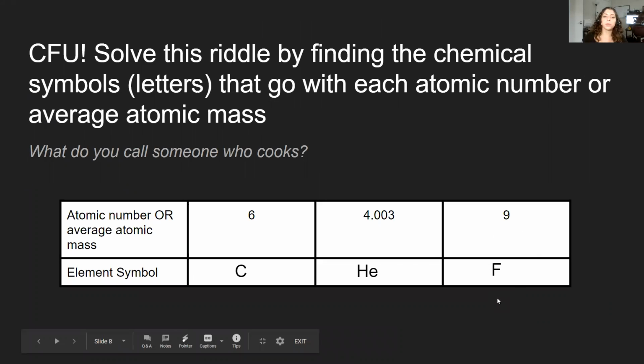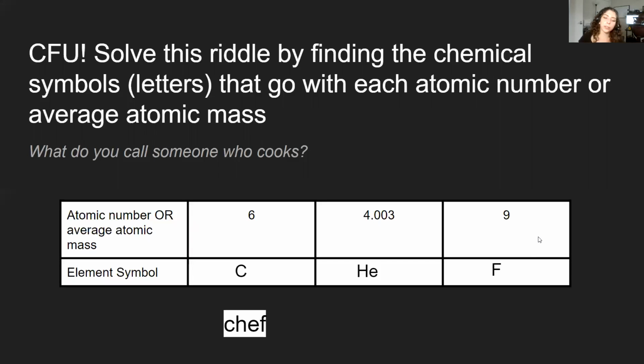So what do you call someone who cooks? Well, we call them a chef. And that is the answer. That's how you use the periodic table to solve riddles.